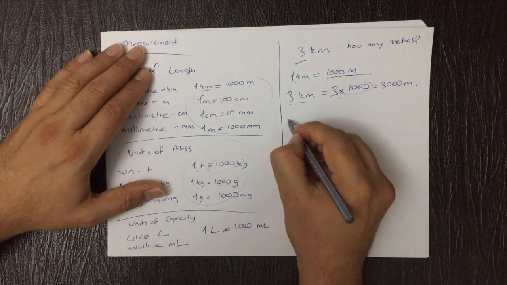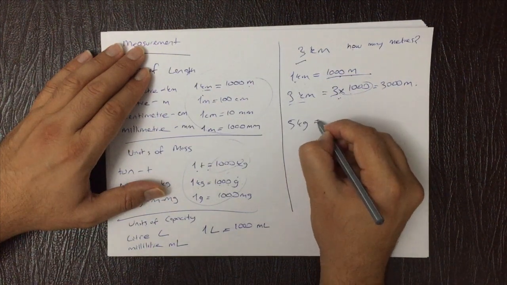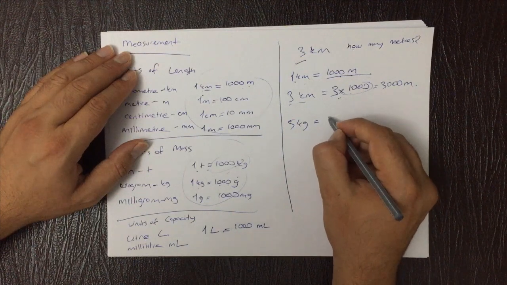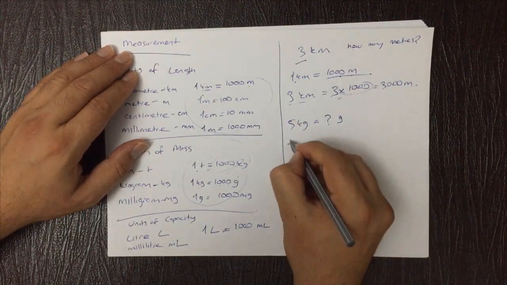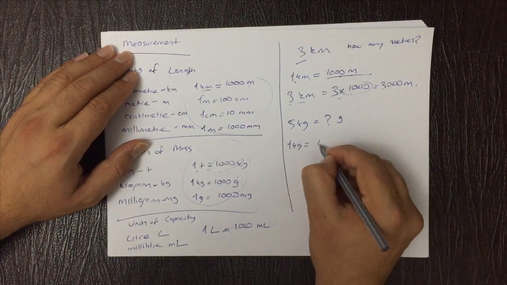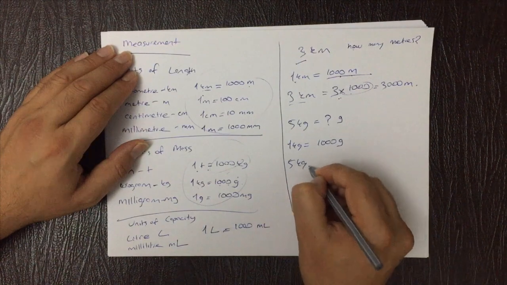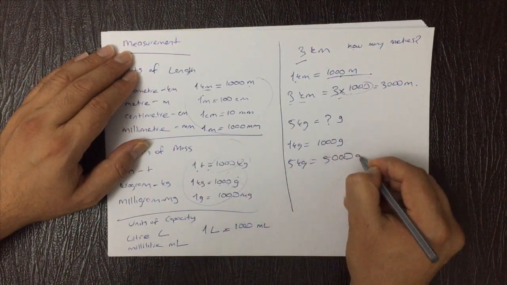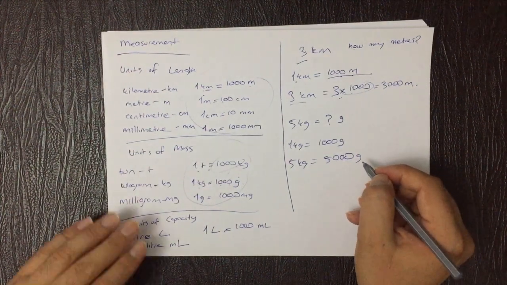Okay. For example, 5 kilograms. How many grams? I know 1 kilogram is 1000 grams. Then what about 5 kilograms? Of course, it is 5 times. So 5000 grams. Okay? Like that.